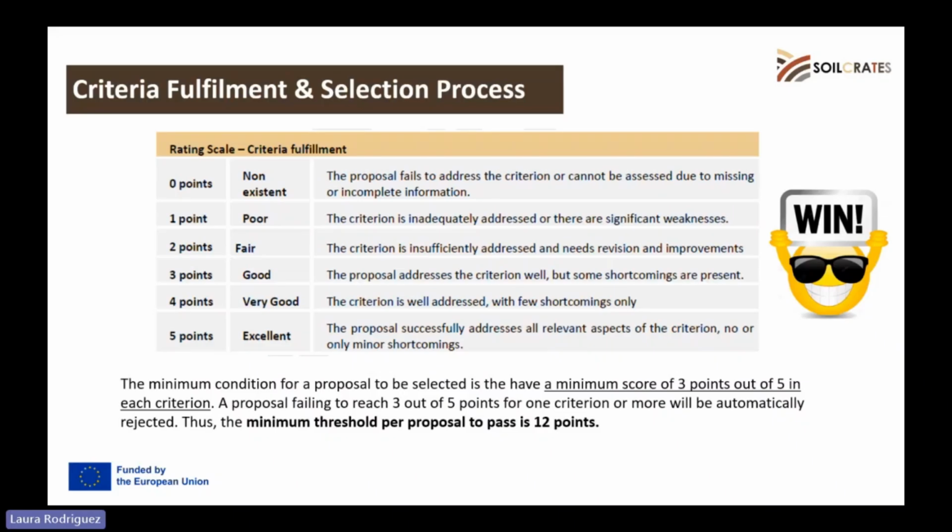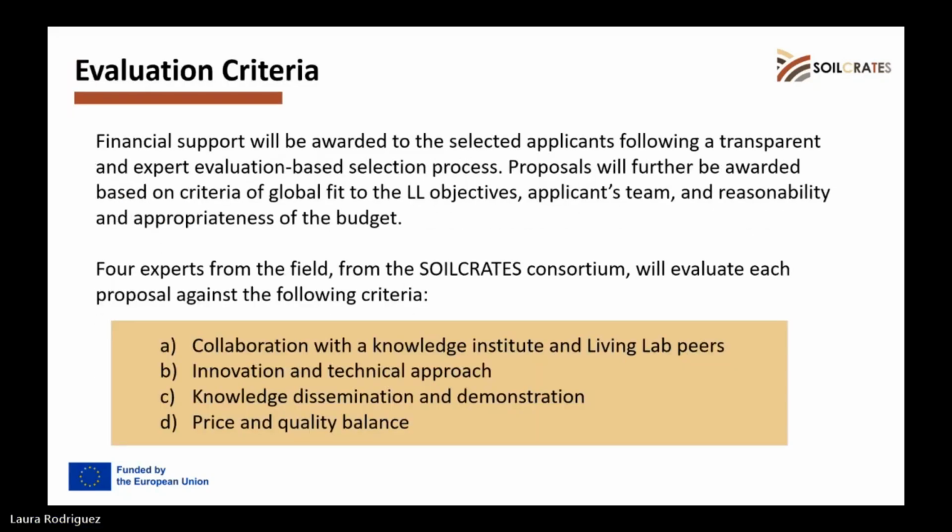Finally, for the criteria fulfillment and selection process, the minimum threshold for a proposal to pass is 12 points, and you need 3 points out of 5 in each of the previously mentioned criteria to pass. So less than 3 points in any of those criteria, and the proposal will be automatically rejected. So we're looking for a minimum of 3 points in each of those 4 previously mentioned. And that will be all from my side.